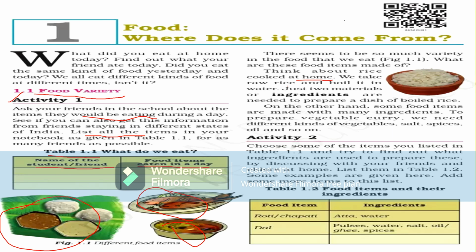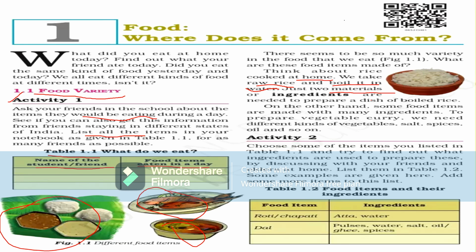We take raw rice. As you have seen, your mom will first take raw rice, which is not boiled. It will be a little bit shiny, and they put it into water and leave it for 5 or 10 minutes. Then they put it on to boil. You can also do this activity at home. First take raw rice and boil it in water. After boiling, it becomes boiled rice.